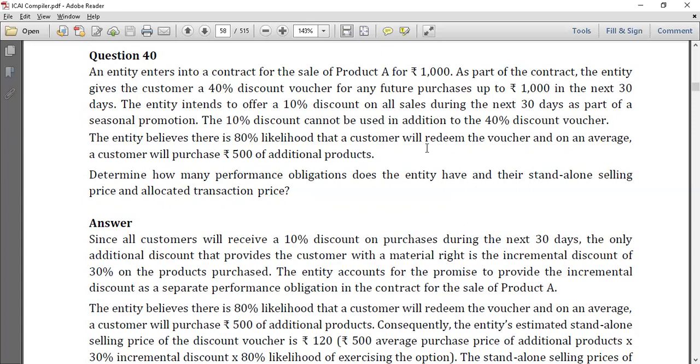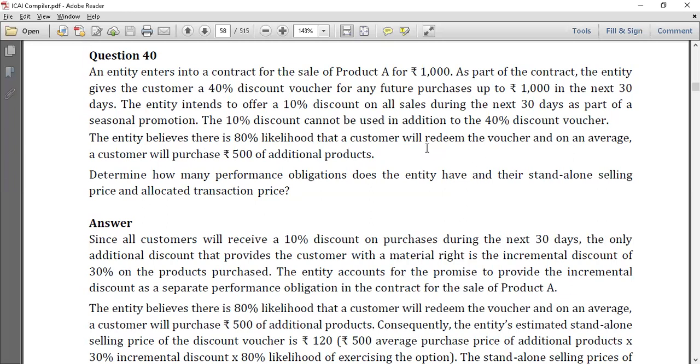This 40% discount voucher is for future purchases up to 1,000 rupees in the next 30 days. So you can use this voucher up to 30 days only. The company is also offering a 10% discount on all sales for the next 30 days, as part of a seasonal promotion. Not only for the one who purchases product A, for everyone it is given. This 10% cannot be used in addition to the 40%. It is not a complete 50%; it is like 30 plus 10, 40% completely.